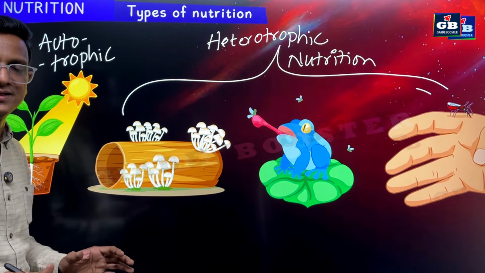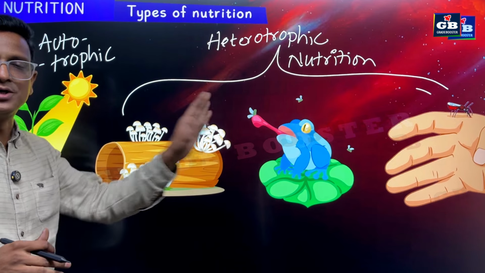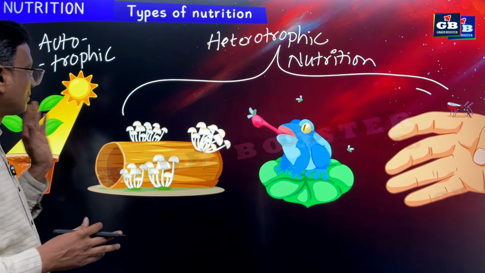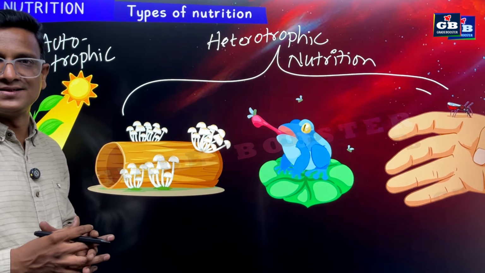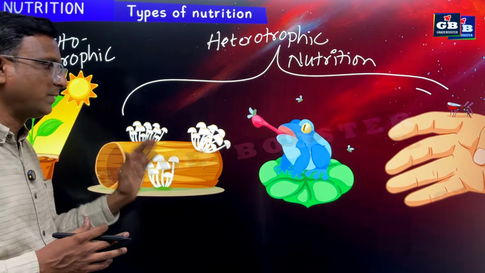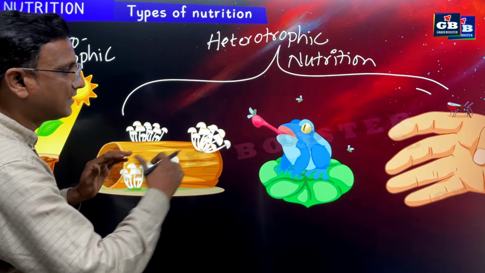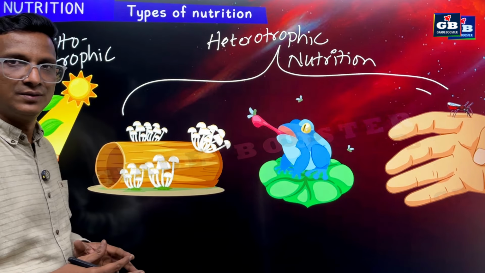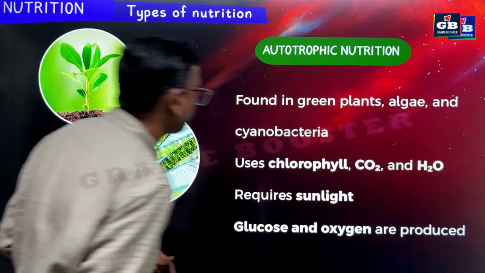So nutrition is basically of two types: autotrophic nutrition and heterotrophic nutrition. Autotrophic nutrition is seen in plants and some green organisms. Heterotrophic nutrition is seen in both plants and animals. So what are the three different types here? We'll see them in the next slide. Let us move to the next slide.